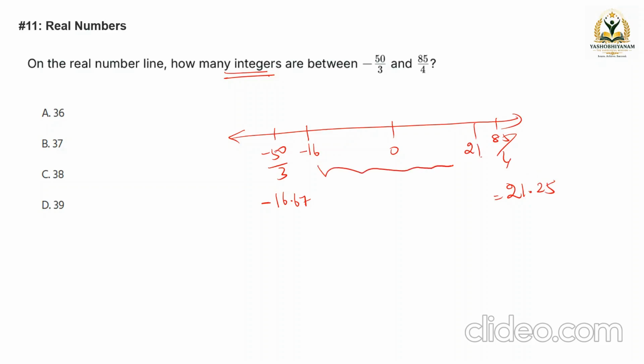So between negative 16 and 21, how many integers are there? There are 16 here and 21 here. Total number of integers is 37. 16 plus 21, 37 integers are there between negative 50 over 3 and 85 over 4 on the number line. Very simple question, provided you understand what integers are, and where the nearest integers from negative 50 over 3 and 85 over 4 lie, and arrive at the number of integers in that interval.